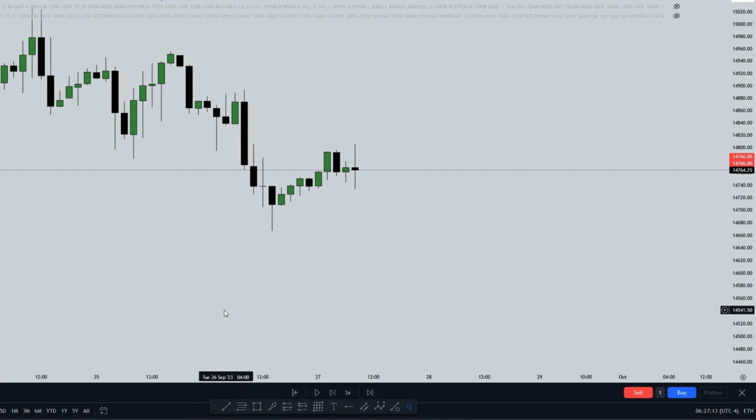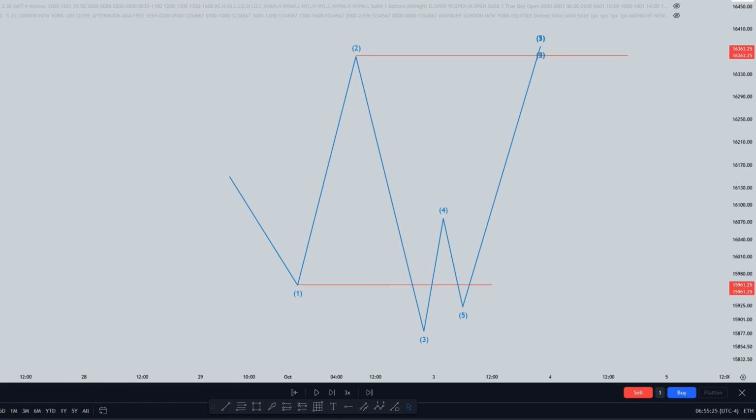So in this video, I'm going to show you some examples of what an order block is and how you can use them to predict price. So first of all, I just want to show you an example over here because it can get very complicated if you don't know what you're looking for.